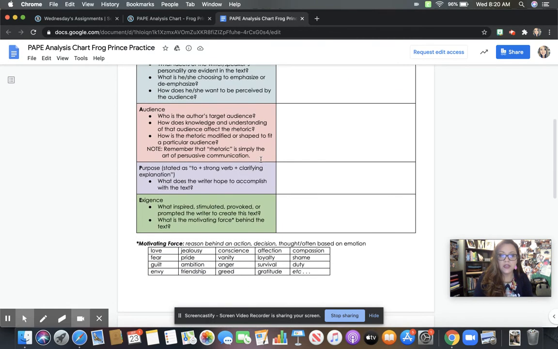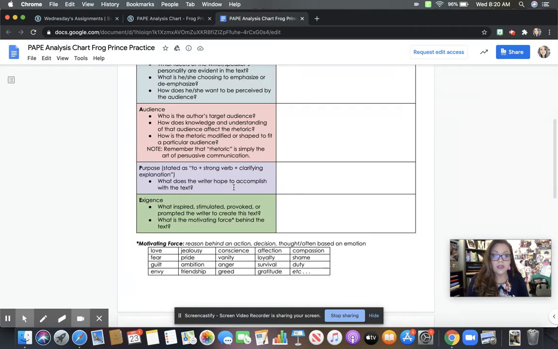Okay, so we're moving into purpose and exigence. And purpose, if you go back into your drive, you should have made a copy of the strong purpose verbs that we talked about last week. And so that might be beneficial to have open in a new tab while you're looking at your response that you want to record here.